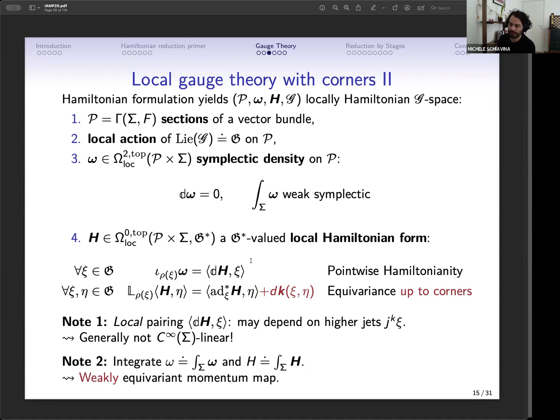The connection with the previous picture comes about when I integrate both the symplectic density omega and the Hamiltonian density H on the hypersurface sigma. This I can do because structurally omega is a 2, top form and H is a 0, top form, so I can integrate them over sigma. And if this happens, I will have an equivariant momentum map for the action of the Lie algebra or the Lie group.